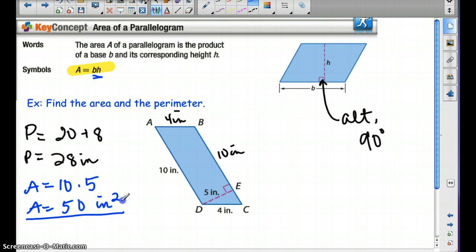And remember, area is two-dimensional. So here are our two answers. And again, the height is 5 and the base is 10. So you always want to find that height.